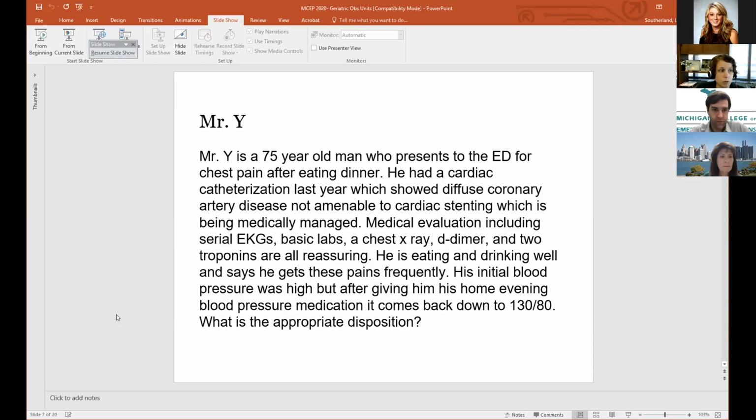So to give an example, I'm going to tell you about Mr. Y. And you have all seen Mr. Y in the ED because you're all fantastic emergency medicine docs. And Mr. Y comes in, he has this chest pain. By the time he gets through triage and is placed somewhere and he's had a negative EKG and you get all the workup for him, and all the basic labs are fine, chest x-ray is fine, you get a delta troponin and a D-dimer, and by now he feels fine. The only thing you can find is that his blood pressure was a little high when he came in, but after giving him his home evening meds, it came down just fine.